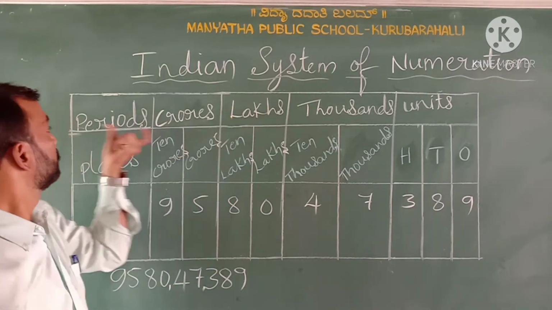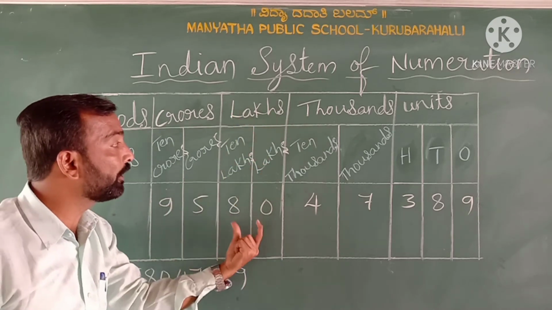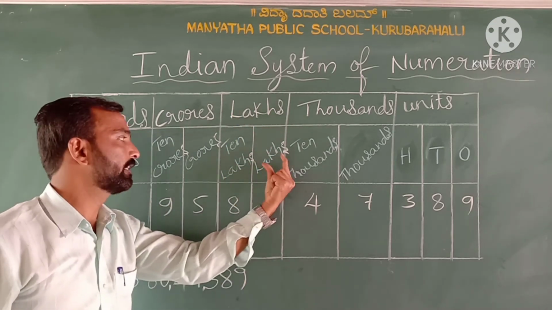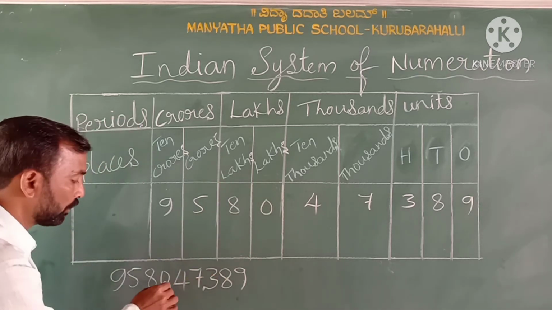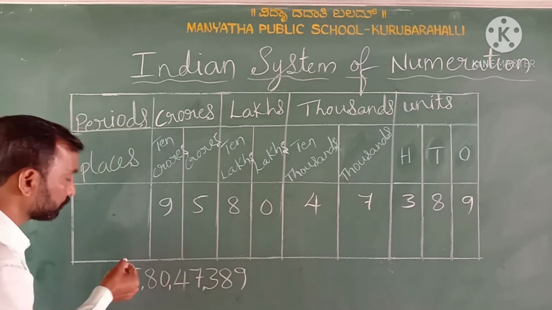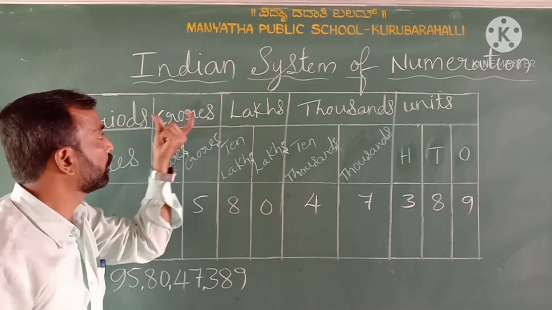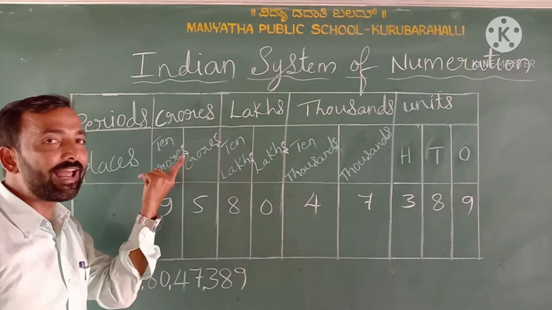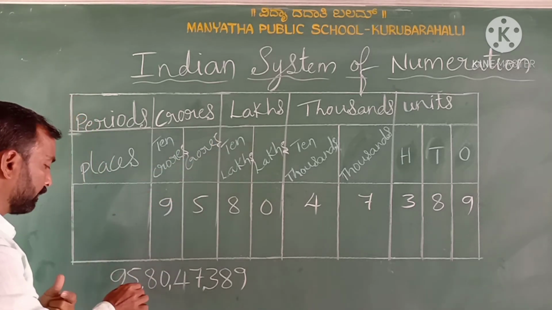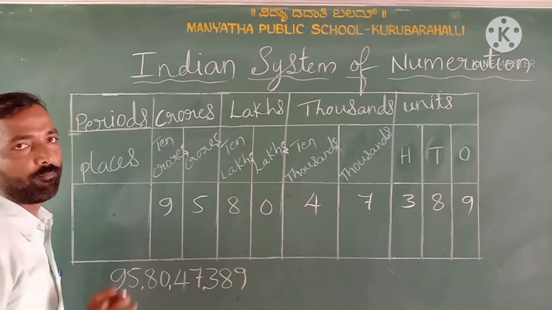Again, the next period is lakhs. Lakhs is further divided into lakhs and 10 lakhs. It means after 2 digits, 1, 2, put a comma. The last period is further divided into crores and 10 crores. After 2 digits, 1, 2, here there are no more digits, so there is no need to put a comma.